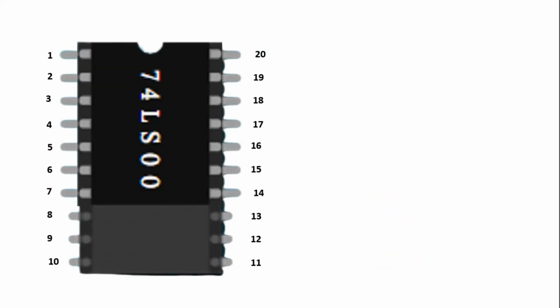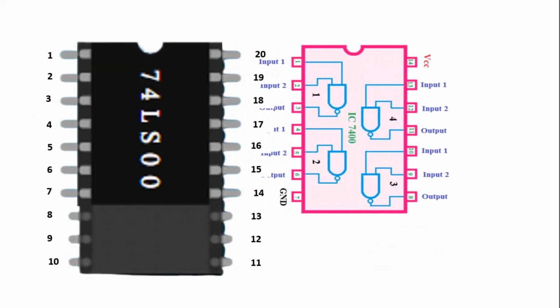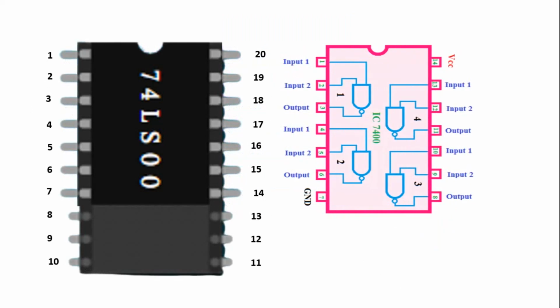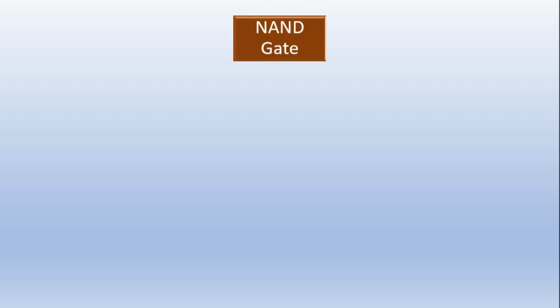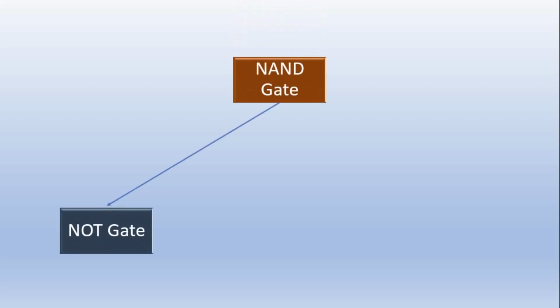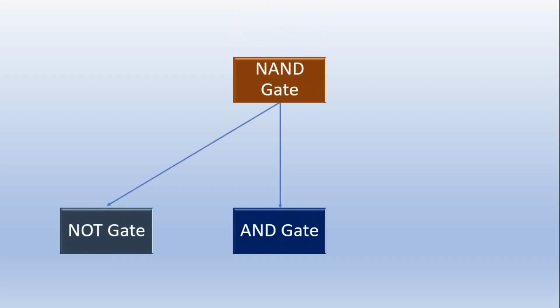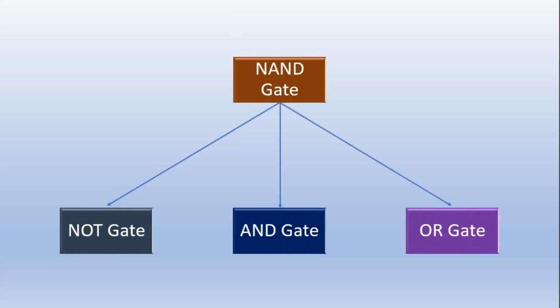Now we will see the pin configuration of IC 7400. This is a 14 pin IC. Pin number 7 is ground and pin number 14 is VCC. There are 4 NAND gates in this IC. We have to follow the input and output pin number of the IC for making the connection. Now we will use NAND gate to design NOT gate, AND gate and OR gate.